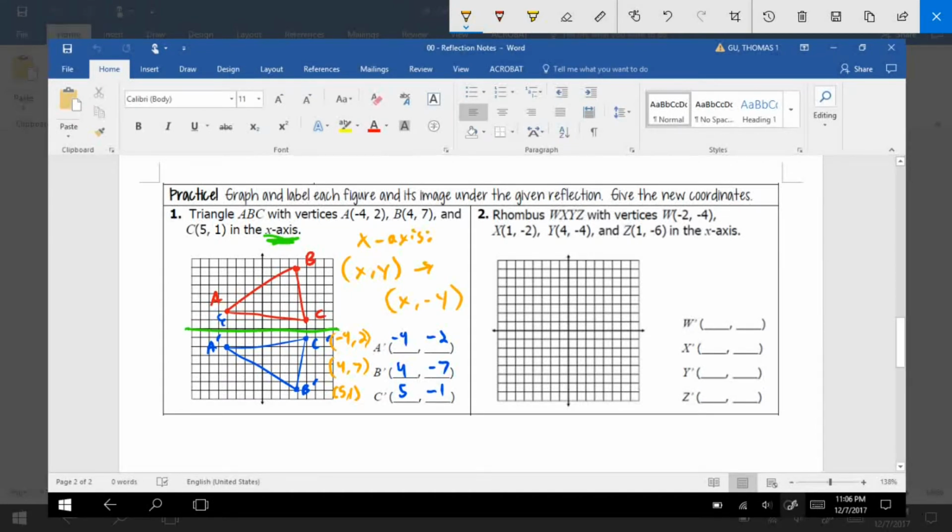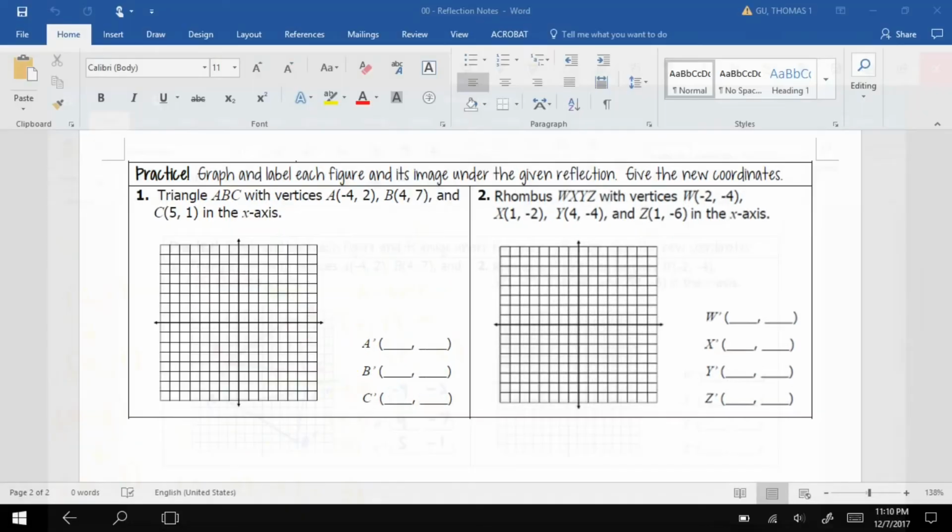So if your original point is (2, 1) and you're flipping over the x-axis, then you would go to (2, -1). If you started with, let's say, (0, 3), then you'd go to (0, -3). If you started with (2, -3), you'd go to (2, 3). So all you have to do when you're flipping over the x-axis is put a negative sign in front of that y value. And that's it for this one.